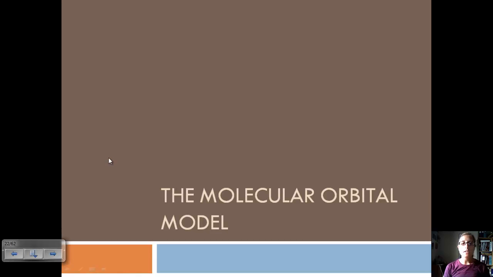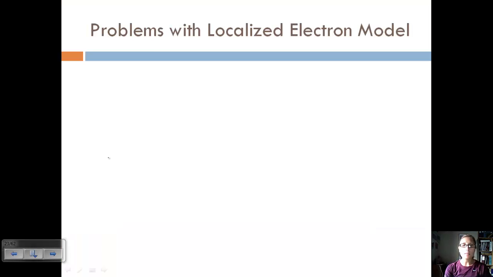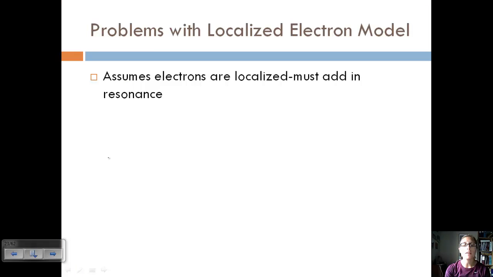Okay, so today we're going to continue with our unit on covalent bonding and look at what's called the molecular orbital model. So we talked about the localized electron model, but there are some issues with it. First, it assumes that electrons are localized, which means they're located on that particular atom, but we know that we need to add in resonance. And so with resonance, we can have more than one Lewis structure, and we kind of think about the electrons as moving from atom to atom within the bonds. So we need to account for that.